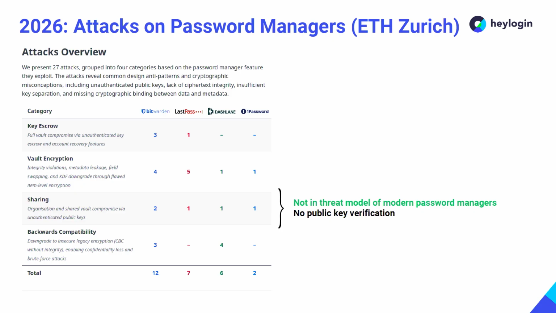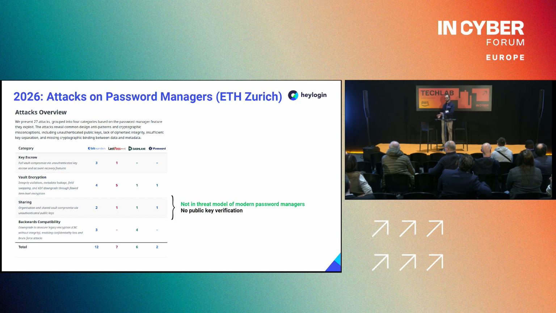So what they say here is organization and shared vault compromise via unauthenticated public keys. So let's explain that. What password managers are doing, they are also using a lot of asymmetric cryptography to be able to share passwords inside a team. So for example, in our team, there are 3 people having access to our PayPal account, but it's still the same PayPal login, same PayPal password. So there is a team inside our company with these 3 people, and they can access the PayPal login. And to be able to do that, that team is a separated vault that is encrypted to these 3 team members.